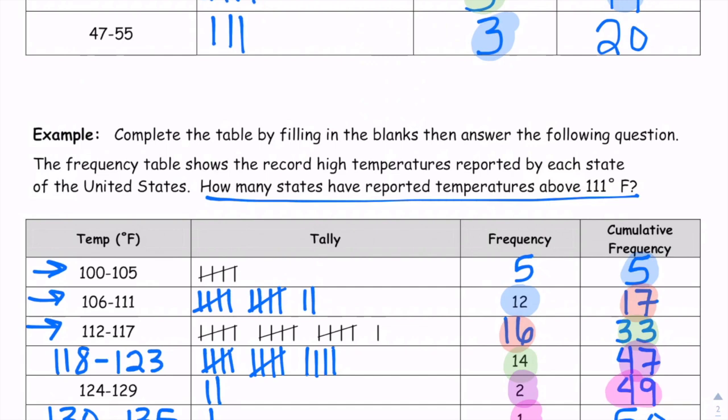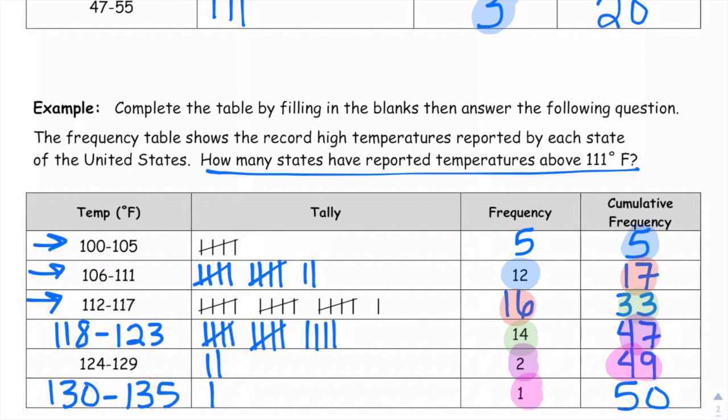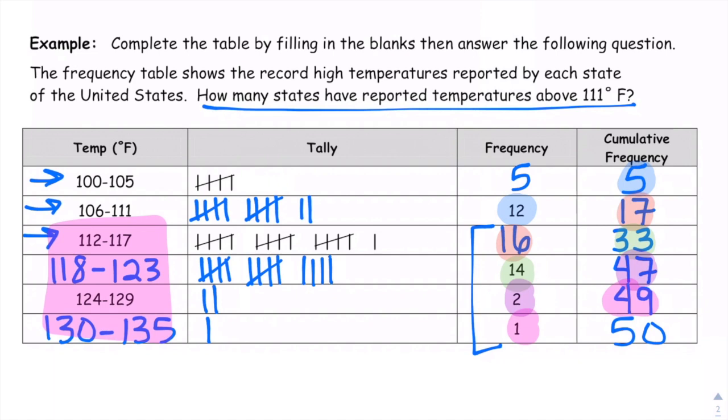And so how many states have reported temperatures above 111 degrees? So that's going to be all of these ranges over here. And so we're just going to total this. And so 16 plus 14 is 30, plus 3 would be 33 states.